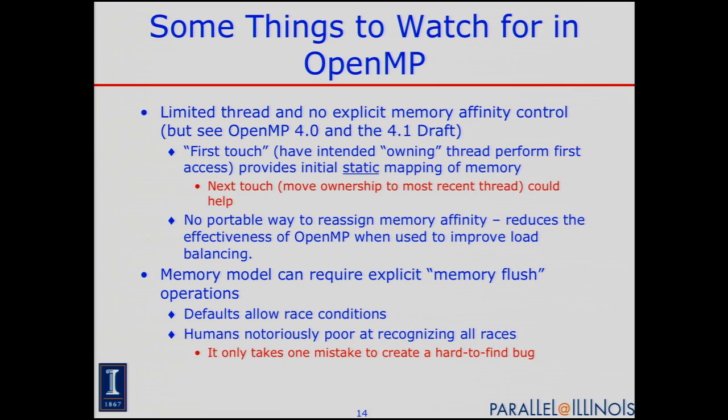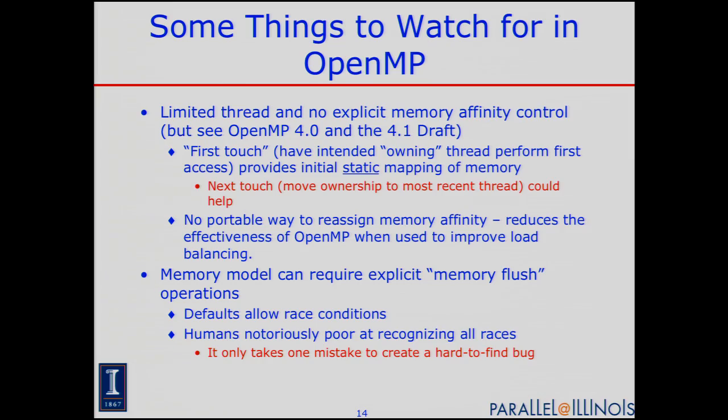4.0 adds, if I've got this right, thread affinity, proc affinity. And there's a lot of discussion of finding ways to provide explicit memory affinity control. So I think over time this will improve. But it can be a real challenge.